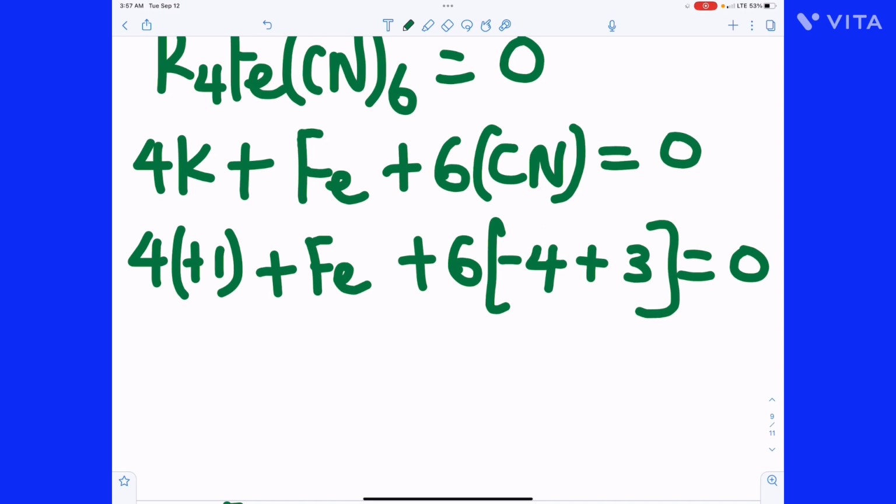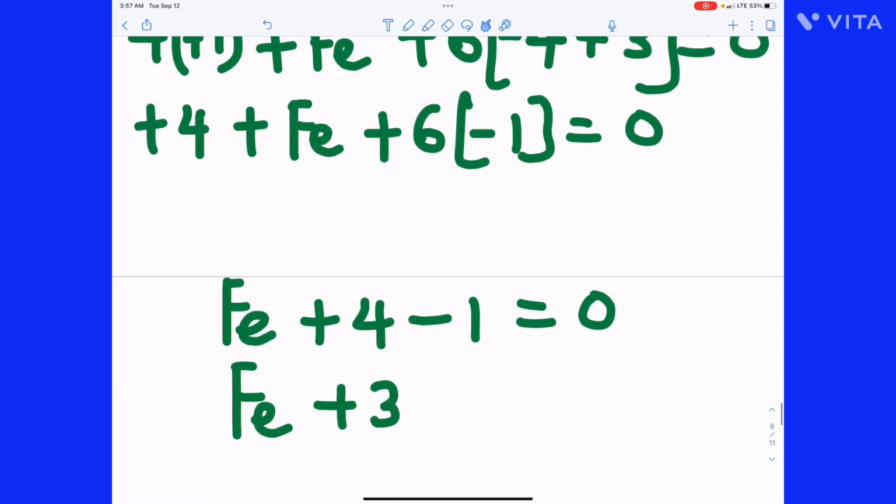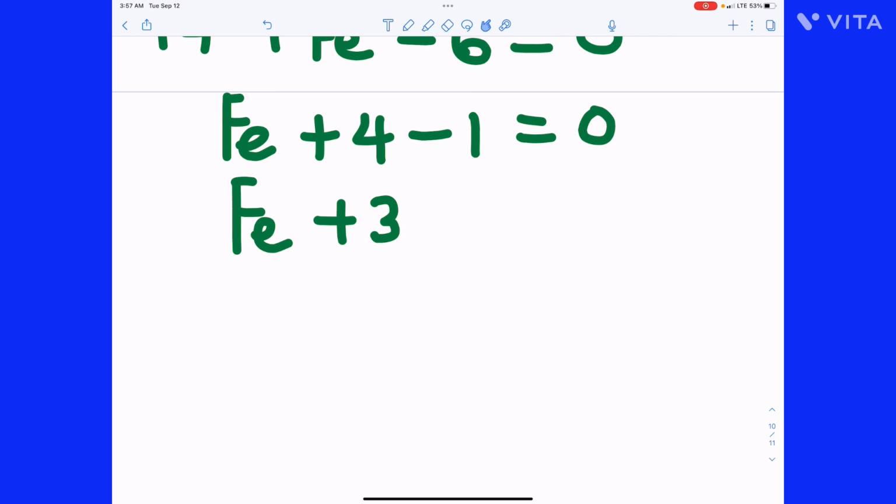In the cyanide ion in this compound, the charge of carbon is minus 4 and that of nitrogen is plus 3. So that gives you plus 4 plus Fe plus 6 times minus 1 is 0. So plus 4 plus Fe minus 6 is 0. What does that give you?